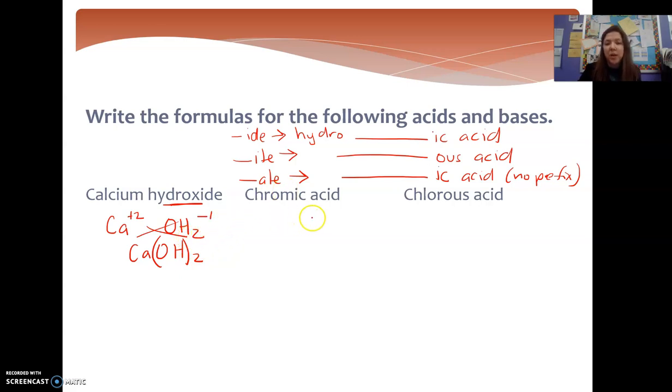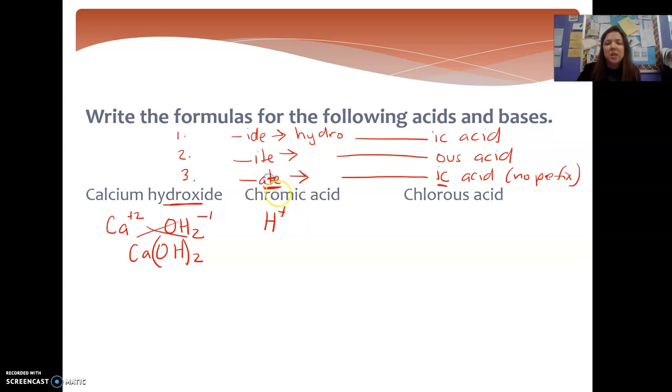Okay, two more. We know it's an acid, so we know it's going to have hydrogen with a +1 charge. Chromic. There's no hydro prefix, so I'm going to label them 1, 2, and 3. We know it can't be number 1 because there's no hydro. It's not hydrochromic acid. So it's got to be number 3 at the bottom that also ends in IC, which means it originally ended in ATE.